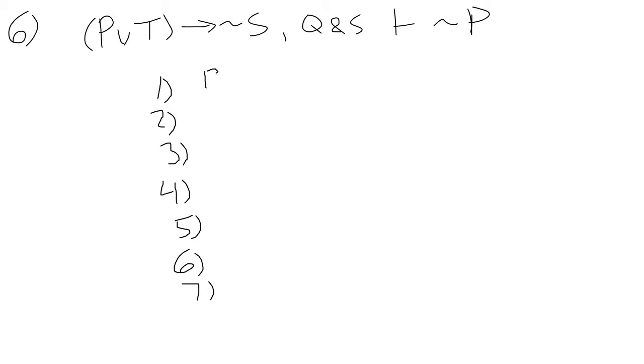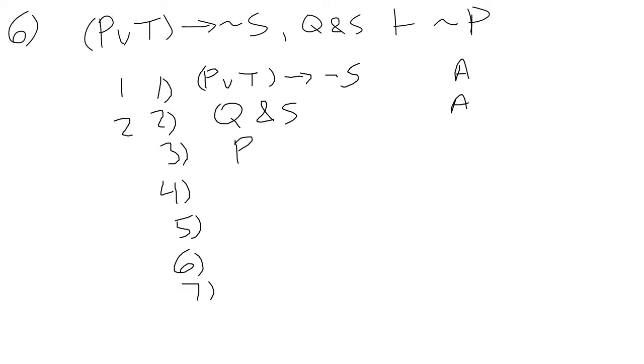Moving on to 6, we've got 2 premises again, and our conclusion is tilde P, so we're going to assume the opposite of that, mark it as a PA, and we're going to look for a contradiction. And we might be able to see it right away because I've got a tilde S here and a regular S here. So I should just go ahead and look to get those two.